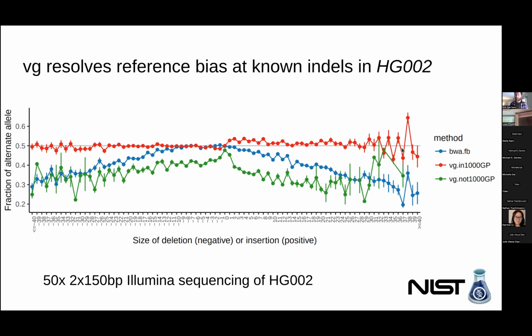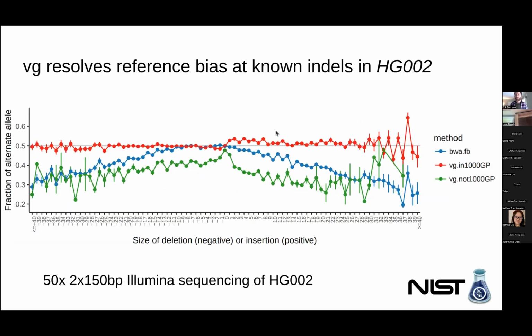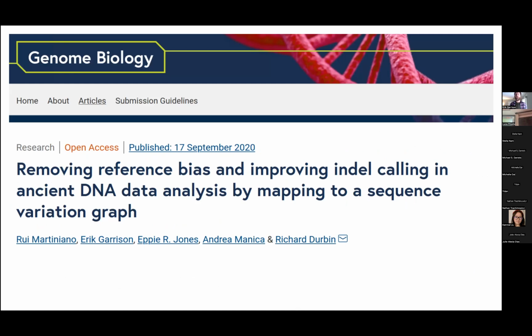And this is not the case if the 1,000 Genomes project called a variant, so it's in our graph. Then we align to both alleles as if they're exactly the same. And you can see that because this red line is always at 50%. So at heterozygotes, we always see half and half, right? And so this removes bias in real data.